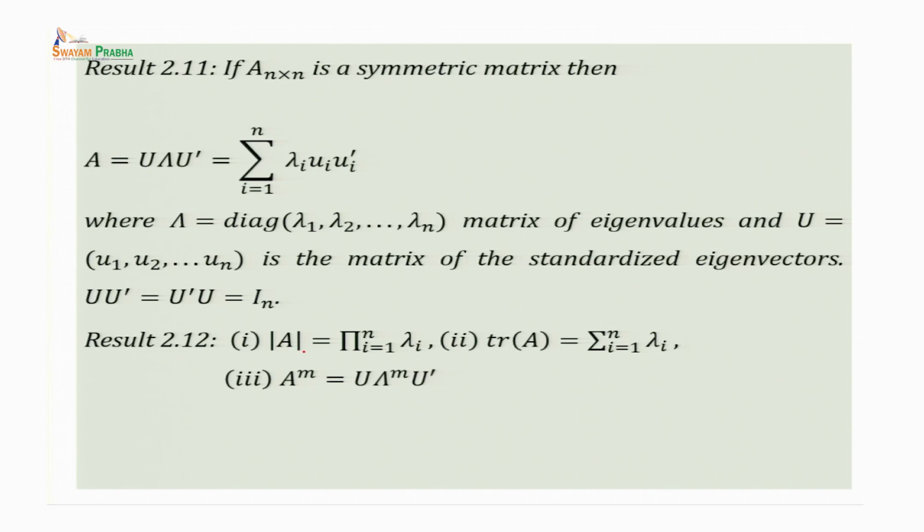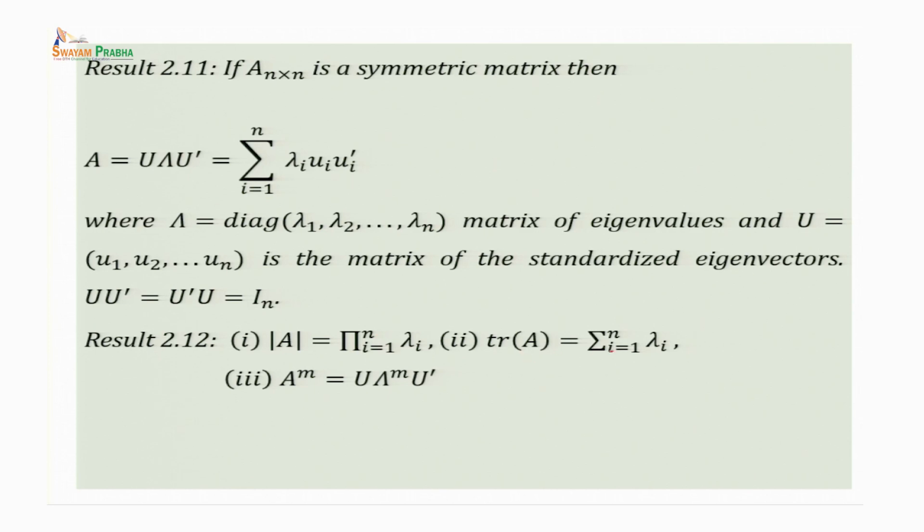Then determinant of A is equal to product i equal to 1 to n of lambda i, because determinant of A is equal to determinant of U, determinant of lambda, determinant of U transpose. Then determinant of U is 1, determinant of U transpose is 1, and determinant of lambda is equal to the product of lambda 1, lambda 2, ..., lambda n. So, you get determinant of A equal to product i equal to 1 to n of lambda i.